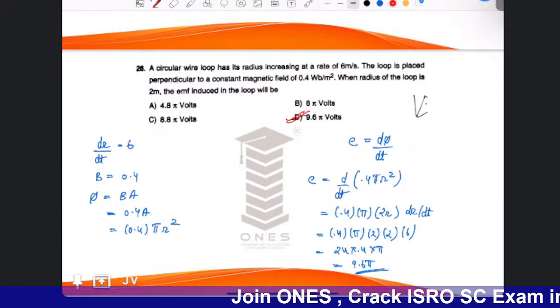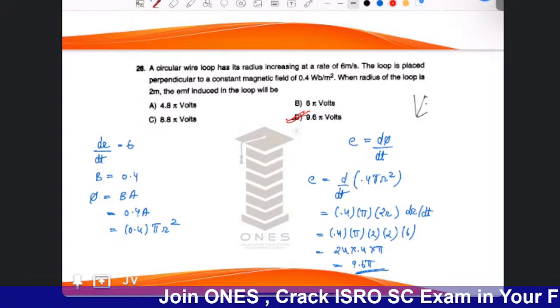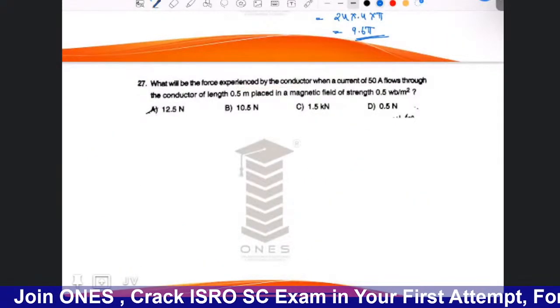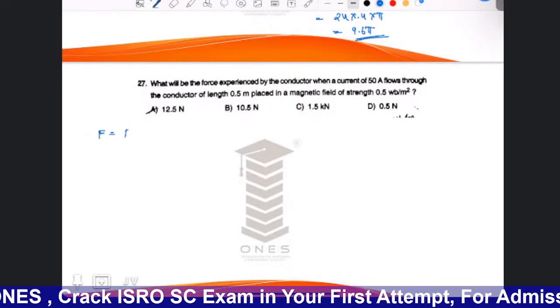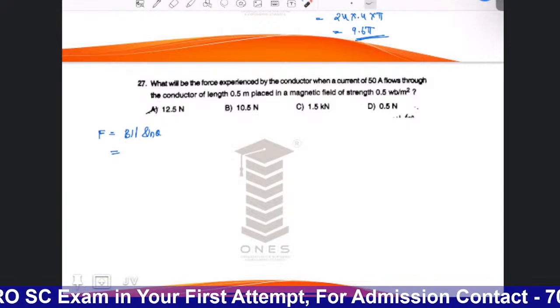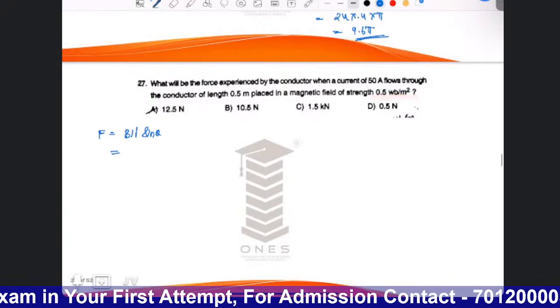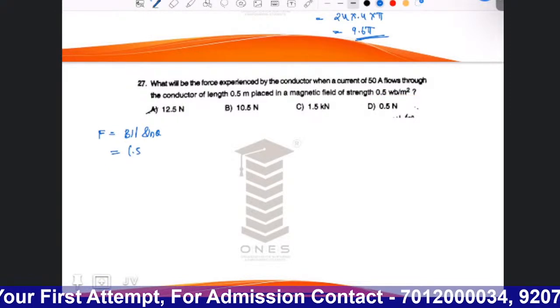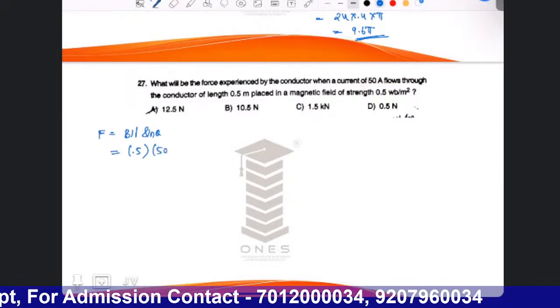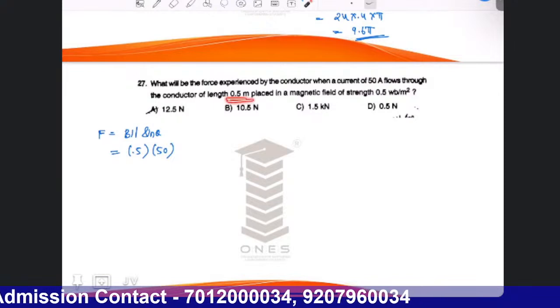Okay, moving on to question number 27. What will be the force experienced? What is the formula for force? It is BIL sin theta. What is B? B is 0.5 Weber per meter square. What is I? I is 50 ampere. What is L? L is 0.5 meter.